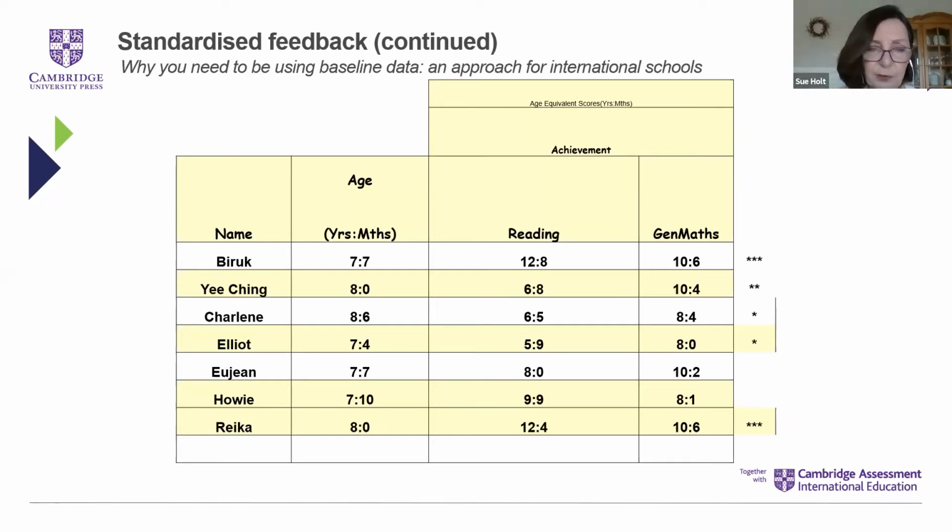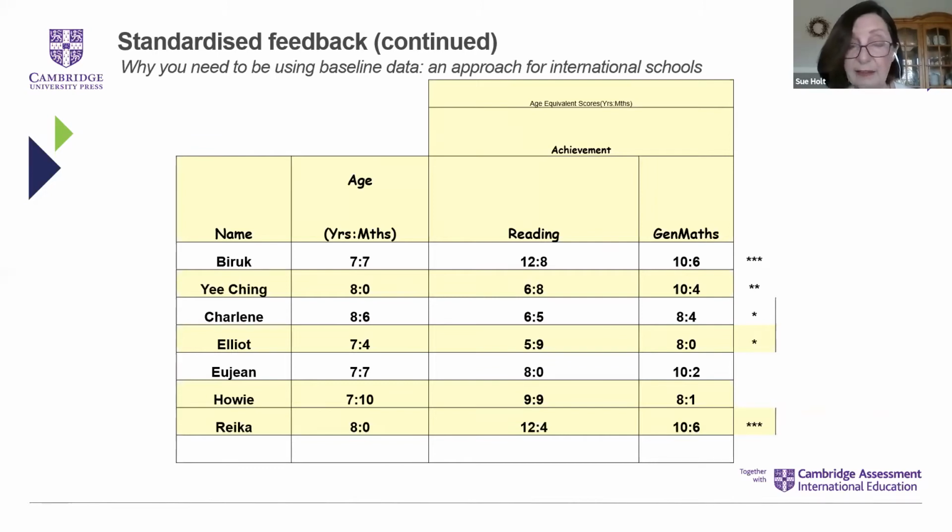At the very bottom of that table, you will see Riker. Riker was 8 years old and has very similar attainment data to Biruk. Yet in school, they were quite different. Biruk was doing extremely well. He was a very happy, hardworking child, whereas Riker was doing extremely badly and was a very disruptive and naughty child, and was not making good progress at all.